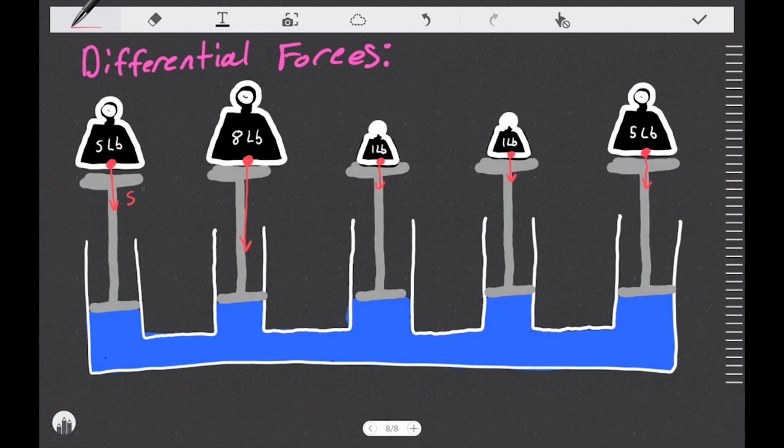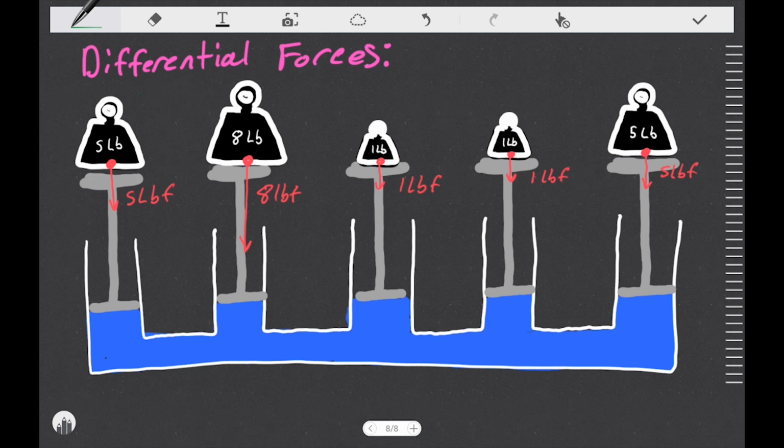So we would see 5 pounds of force on the 5-pound weight. We would see 8 pounds of force on the 8-pound weight, 1 pound of force on the 1-pound weights, and again 5 pounds on the 5-pound weight. So with gravity pulling each of these weights down, the question I'm going to ask is what direction is each weight going to move in?